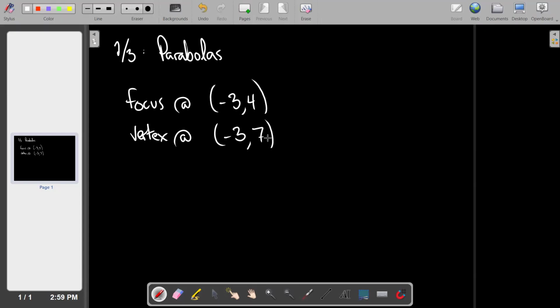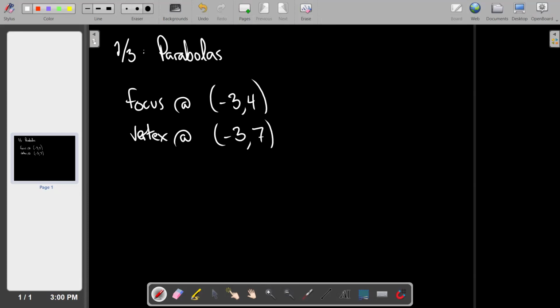Let me ask you a big brain question. When I give you focus and vertex, or when you find focus and vertex, will they always share one coordinate? Yes, they have to. If they're vertically aligned, they share the same X coordinate. If they're horizontally aligned, they share the same Y coordinate. So we already know this is a vertically aligned parabola because their X's are the same. So the question becomes, what's P? At no point do you need the directrix to write an equation.